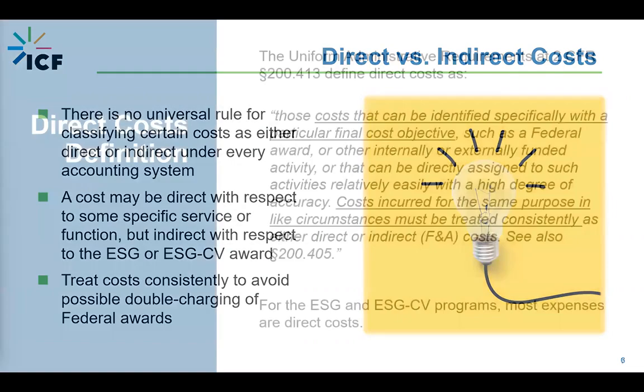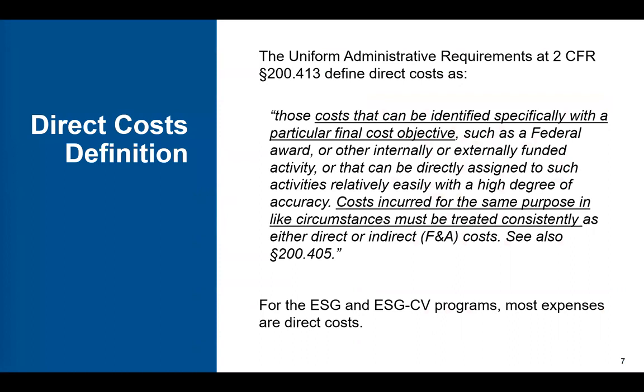So let's look into these in a little bit more detail. First, we'll talk about direct costs. This slide contains the definition of direct costs found at 2 CFR 200.413. I'm not going to read the entire definition, but the key language contained in the definition for direct costs is underlined for you. The first underlined section reads, costs that can be identified specifically with a particular final cost objective. And the second underlined section reads, costs incurred for the same purpose in like circumstances must be treated consistently.